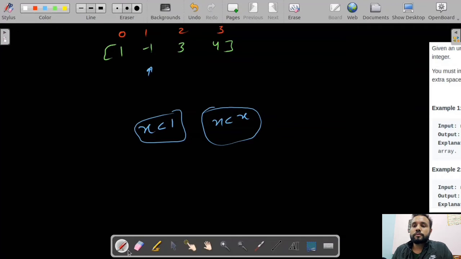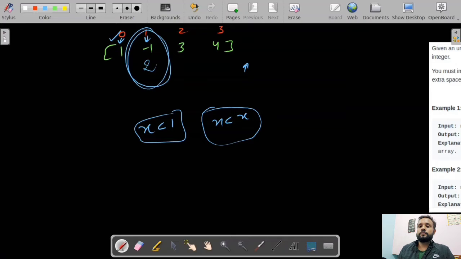Let's swap it. Okay, now again this number x is less than 1, so we leave it as it is, we do not touch it. Move to this place. Now index 2 contains number 3, it is exactly where it belongs. Move forward. Index 3 contains number 4, it is also where it belongs. Move forward. We are out of our array, so for the first missing positive: index 0 contains number 1, it's correct. Index 1 should contain number 2, but it is not there. It means our first missing positive number is 2.